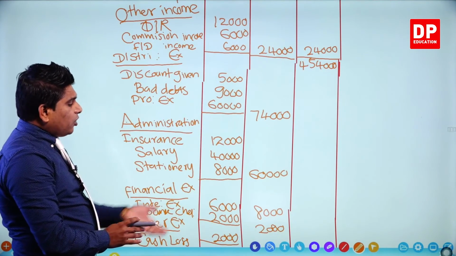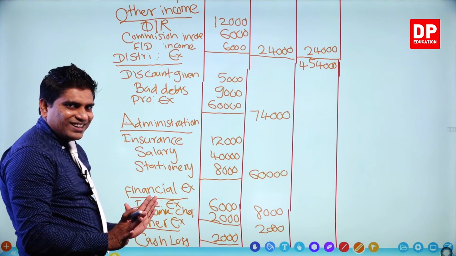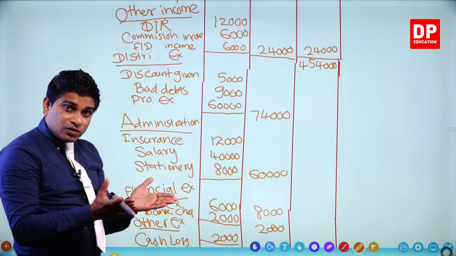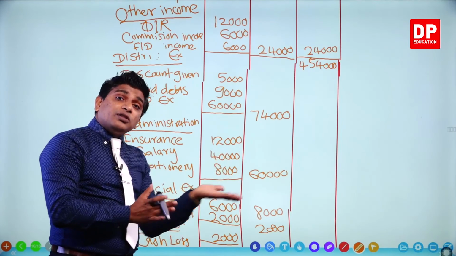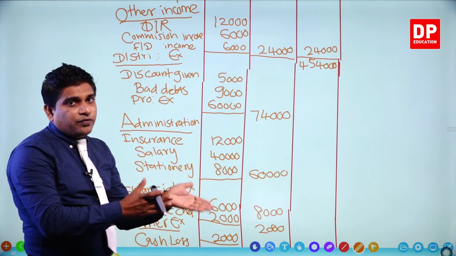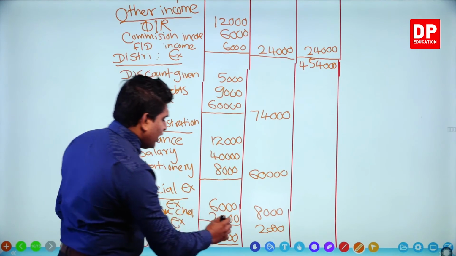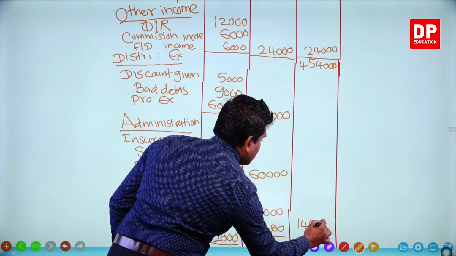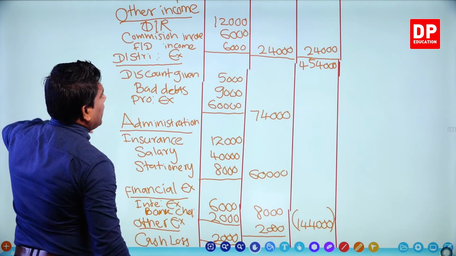Now you have to get the total of these. These are the total expenses. 8 plus 2, how much? 10,000, right? Easy method. 10,000 plus 60,000, how much? 70,000. 70,000 plus 74,000: 70,000 plus 70,000, 140,000 plus 4,000, 144,000. These are the total expenses, right? Then you put 144,000 as the total expense in brackets.